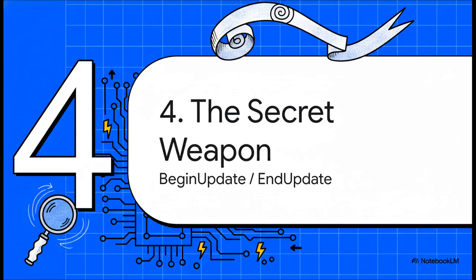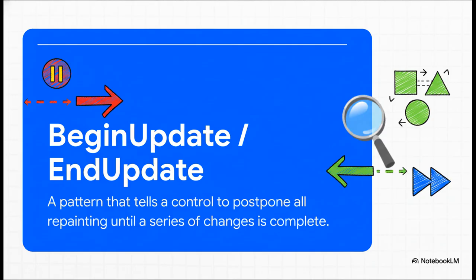And it's an incredibly powerful, elegant pattern that every senior developer should have in their toolkit when they're building complex user interfaces. This pattern is called begin update and end update. And really, what this is all about is respecting the UI thread.